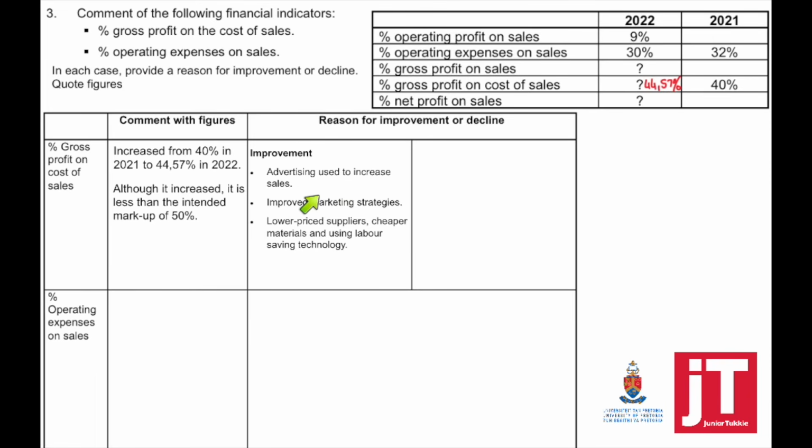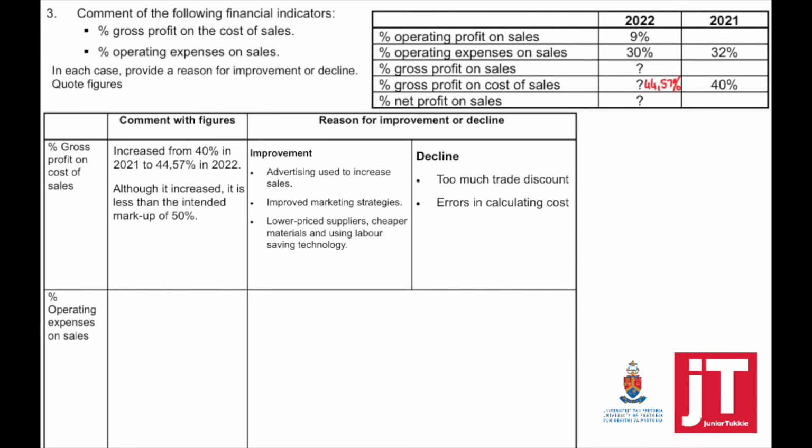So when looking at reasons now for improvement or decline, we can mention the following. Advertising was used to increase the sales. This is why there could be a possible improvement. Improve the marketing strategies. Lower priced suppliers, cheaper materials, and using labor-saving technology.